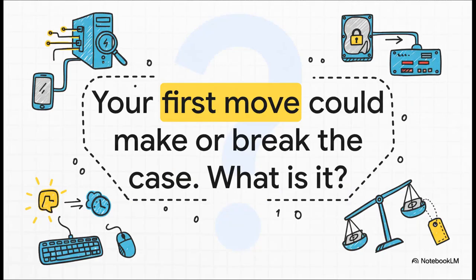So, picture this. You arrive on scene, and there it is. A laptop just sitting there, open and humming. Every single move you make from this point on is absolutely critical. One wrong click, one bad decision, and that crucial piece of evidence could just vanish forever. It could even be thrown out of court. So what's the first, most important choice you have to make?